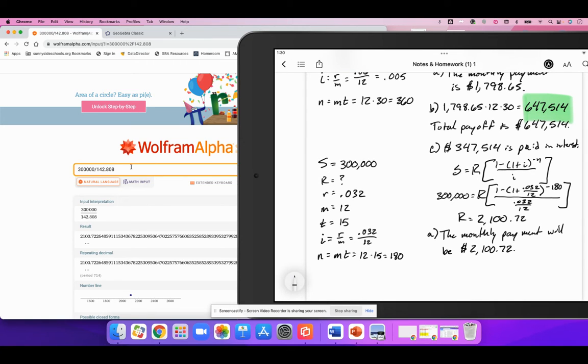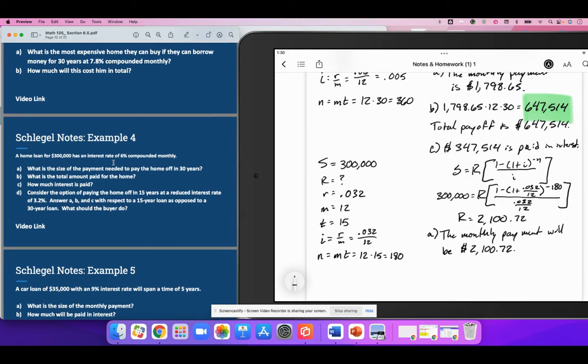Not a huge jump. Let's take a look at part B where we're supposed to figure out the total payoff amount. Yep, so for part B this time we'll have $2,100.72 times 12 months in a year times 15 years. This doesn't seem like it's going to be nearly as bad as the one above. Let's take a look. 2,100.72 times 12 times 15 is 378,129.60.